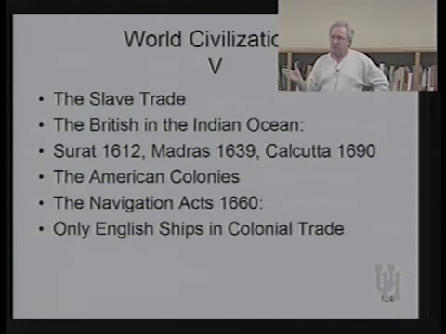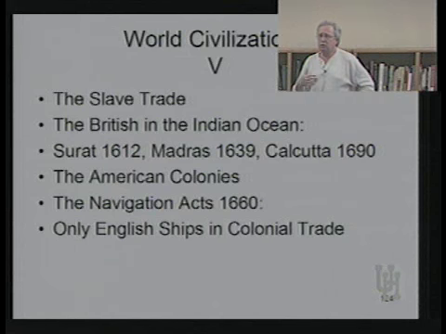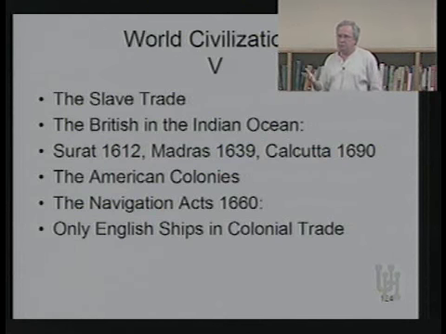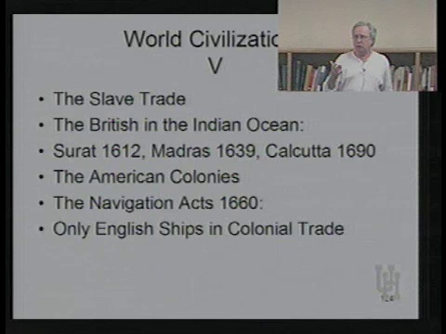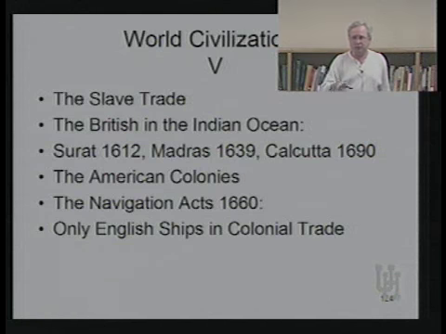Typical of what the British did with the Navigation Acts in 1660, which said goods can be transported in colonial trade only in English ships. In other words, if goods are going to be sent into the colonies, if goods are going to be taken out of the colonies, either way they have to travel in English vessels.